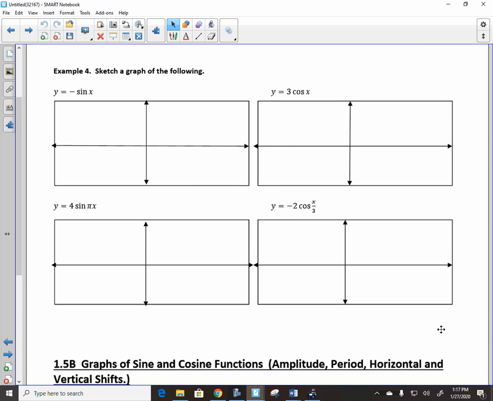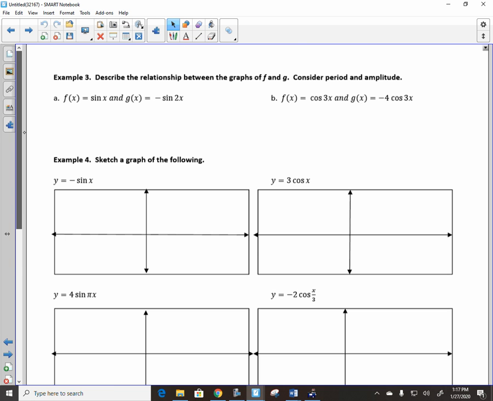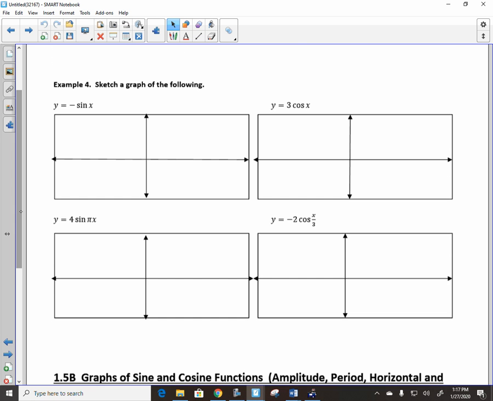All right, here we go. We're going to pick up right here. Everybody should be able to flip forward in their notes and find this example. We're going to look at these four examples of graphing sine and cosine functions. Should all be very straightforward today.